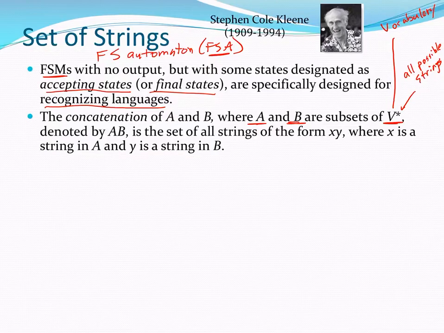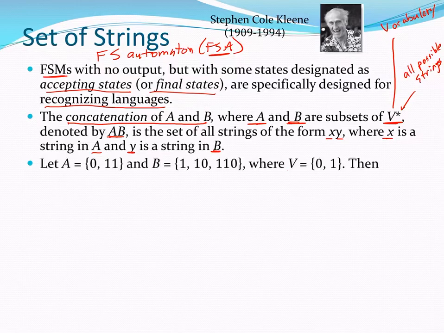Now, if I want to create a new set called the concatenation of A and B, we'll denote it by setting A to the left and B to the right. That'll be the set of strings xy, where x comes from A and y comes from B. So it'll be a new set of words from our vocabulary. It will be a subset of V star, but they will be different than A and B.